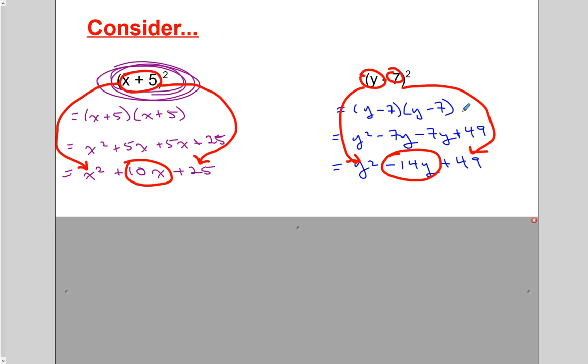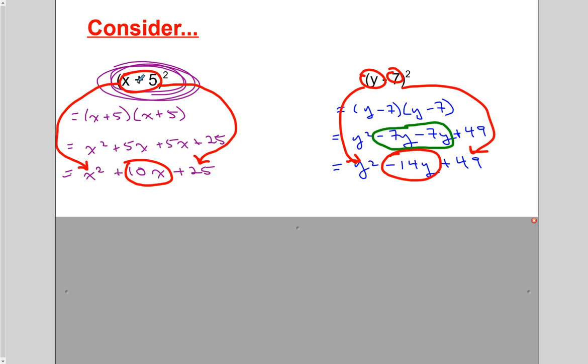So we notice that negative 14y, it's kind of like we took those two terms and we multiplied them together and then we doubled it. And why is that the case? Well, because we've got two of them right here, right? We got 7y and 7y. Negative 7y and negative 7y. So we actually have the two things inside the brackets multiplied together, but it happens twice, so we're doubling it.